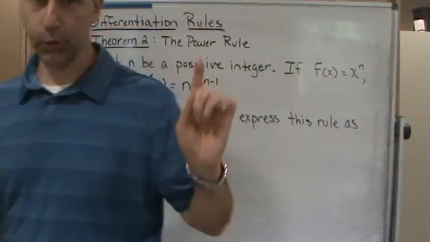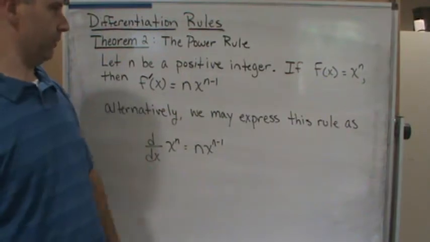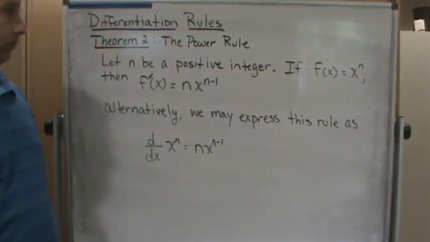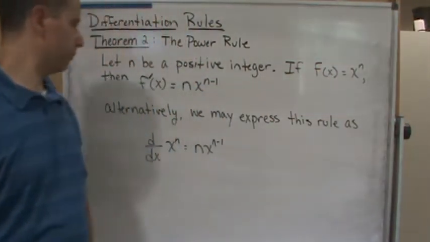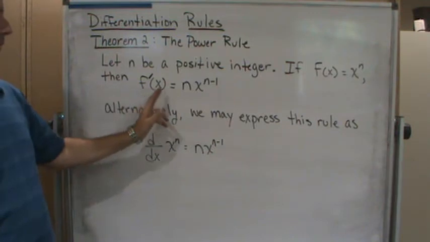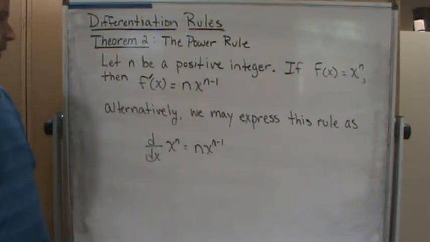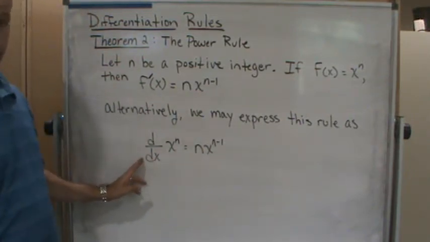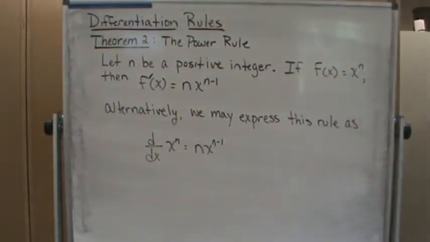So theorem number 2 says: let n be a positive integer. If f of x equals a power function, so if we have f of x equals x to the nth power, then f prime of x is equal to n times x to the n minus 1 power. Or alternatively, we can express it this way by using Leibniz notation. Okay? So now let's do the proof.